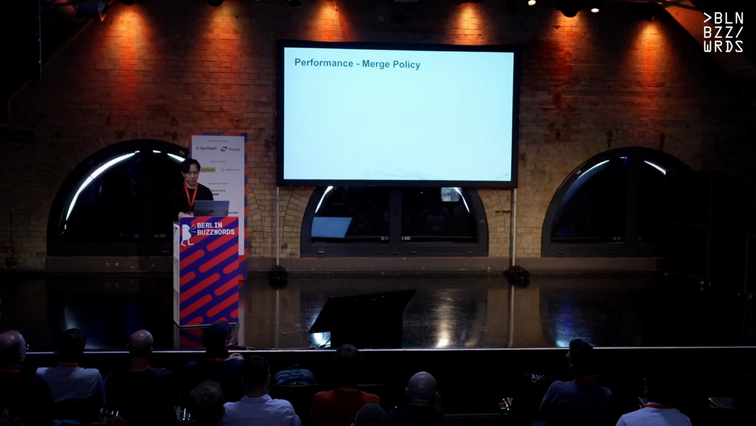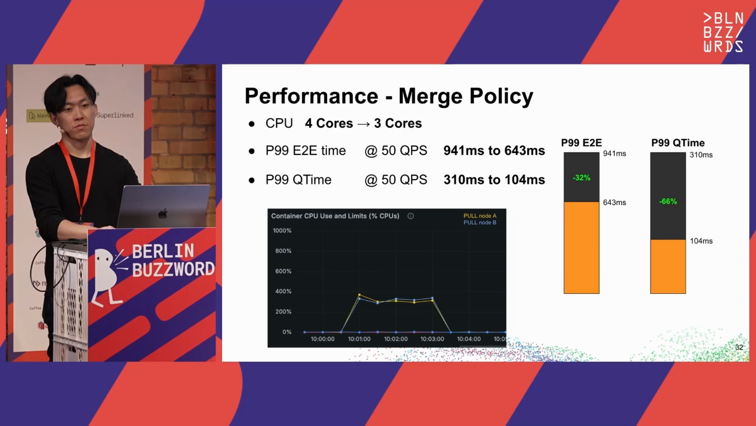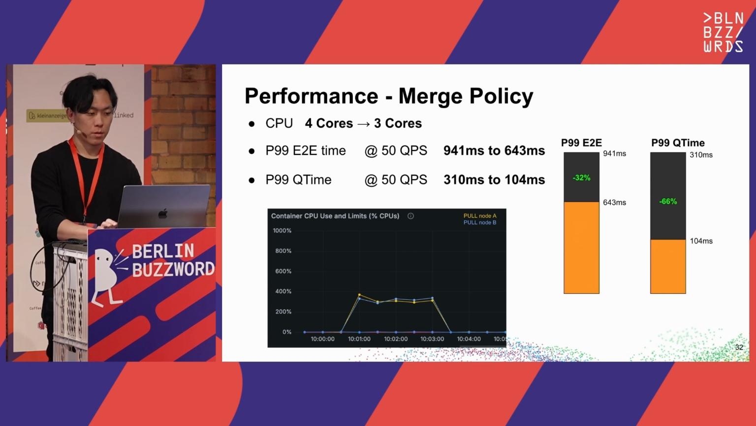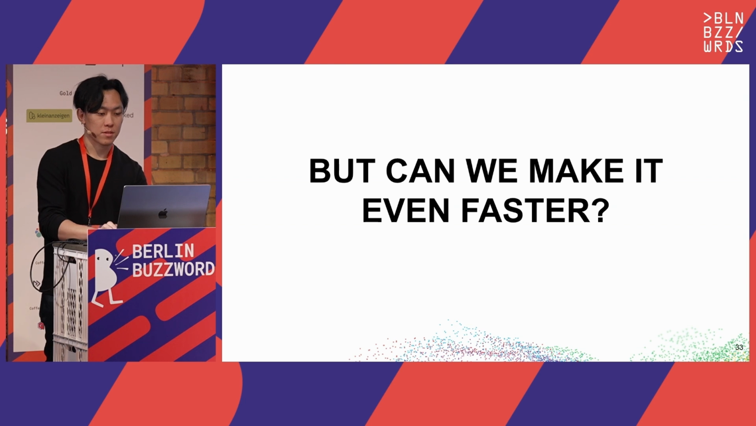So implementing this merge policy, we saw that our CPU usage continues to go down. We go down from 4 cores to about 3 cores. We saw our end-to-end time reduce by about a third from our initial, and the queue time dropped by about 2/3 from our initial. I'll let this slide speak for itself.